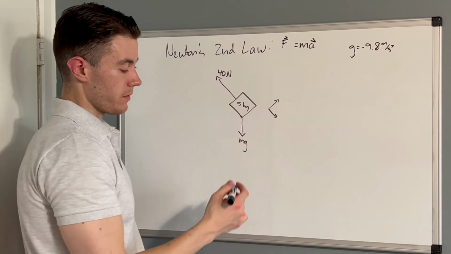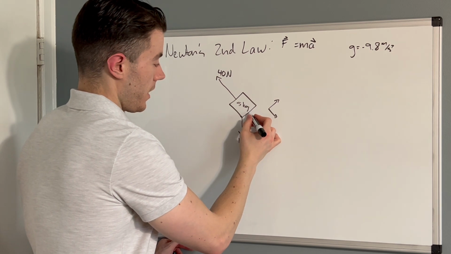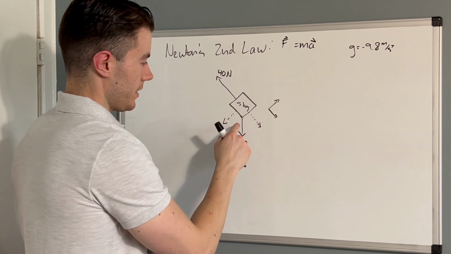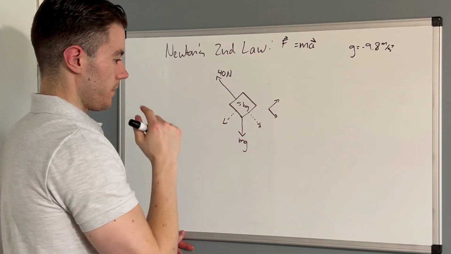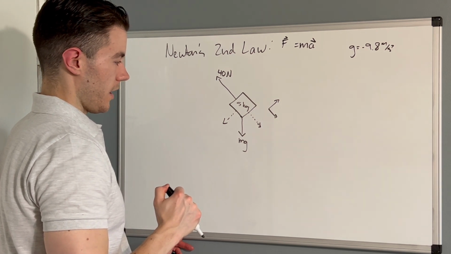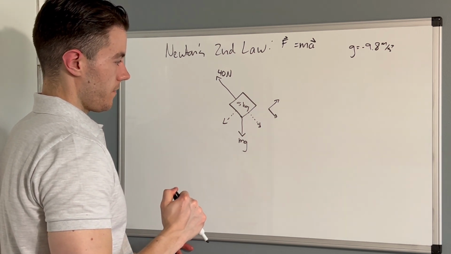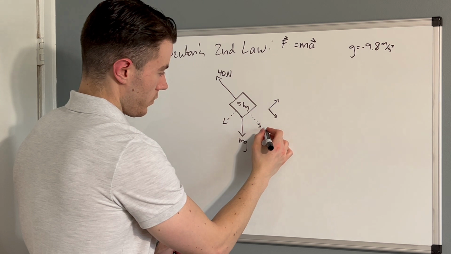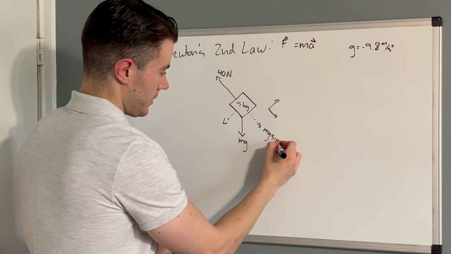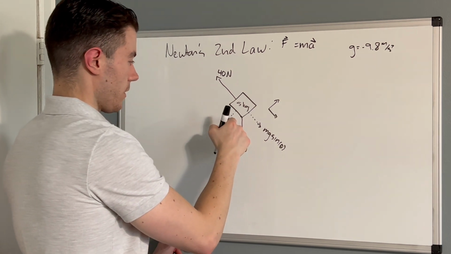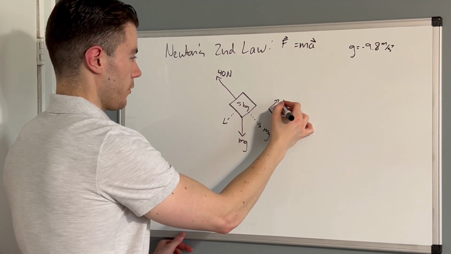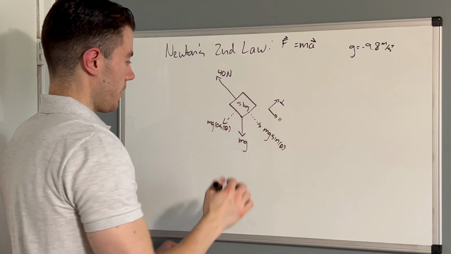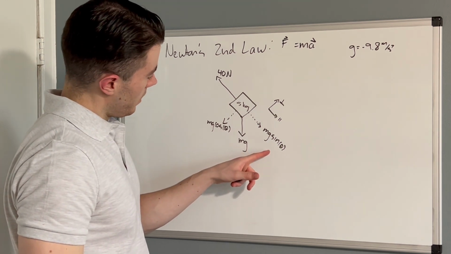We can break this up into its respective components, and I'll use dashed lines for components of the force and solid lines for the actual magnitude. There's a component in the parallel direction, and that's equal to mg sine theta. And there's a component in the perpendicular direction that's equal to mg cosine theta. How do I know that this one is cosine and this one is sine?